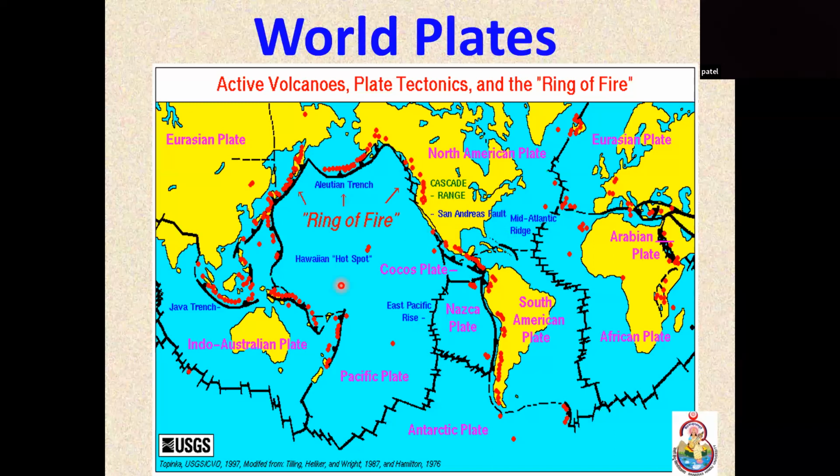In between, we have small plates like the Nazca plate, and here the Arabian plate. Similarly, many small plates are also there. And we can see these plates are bounded by three different types of margins. One type of margin is a solid line with triangles. Another is a solid line without triangles. And another type of margin is shown with lines across. So three types of margins are there, which separate these different plates.